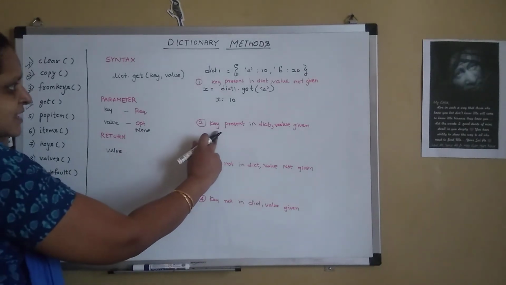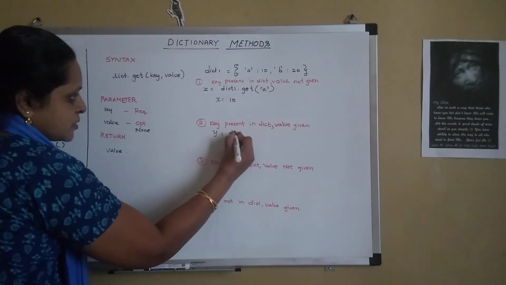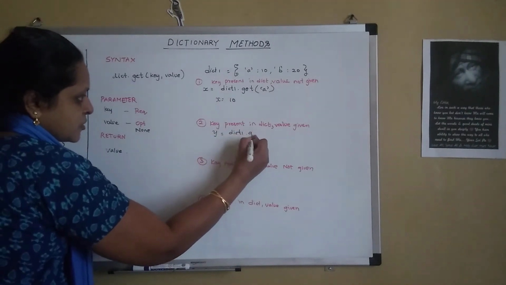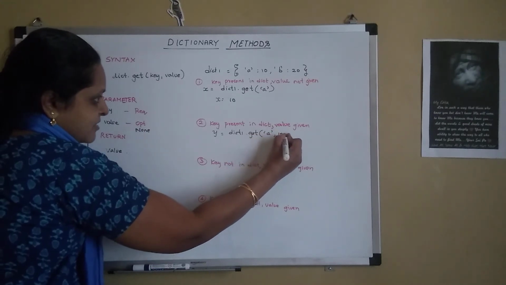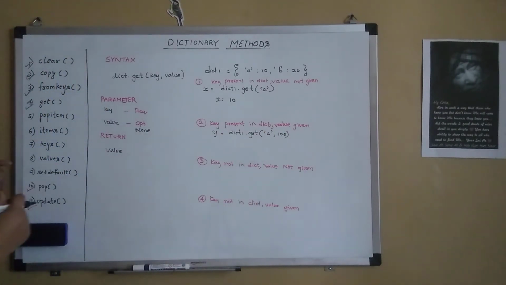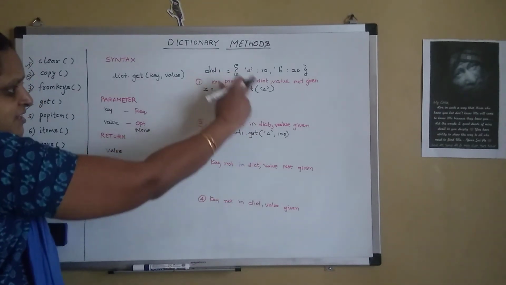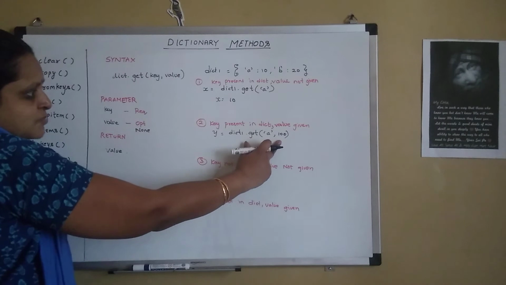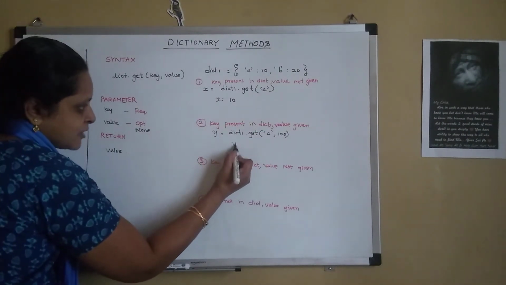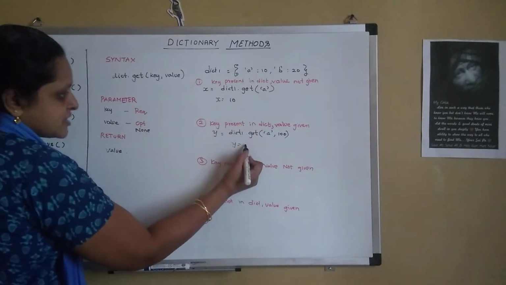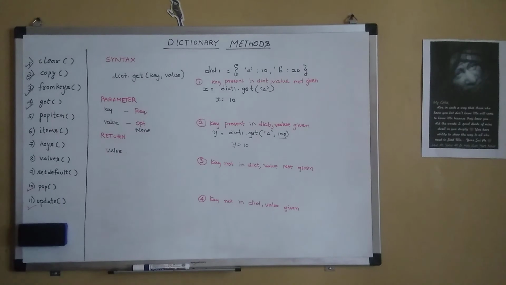Now, in my second case, let me say y equal to dict1.get. I am specifying the key and I am giving the value also. The key is present in the dictionary and I am giving the value as well. So what value will be passed to y? It will have the value present in the dictionary, so 10. It will disregard this particular value.